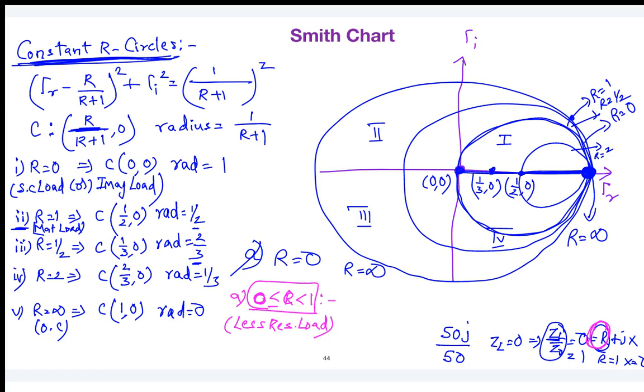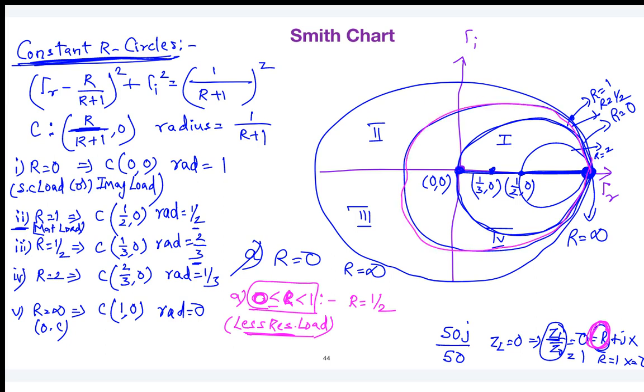R basically represents the total resistive portion of the load. If the resistive part of the load is closer to 0, I can call it a less resistive load. So how many quadrants does that circle cover? As an example, consider R equal to 1/2. If you take R equal to 1/2, you can see here, it is going to cover all the quadrants.